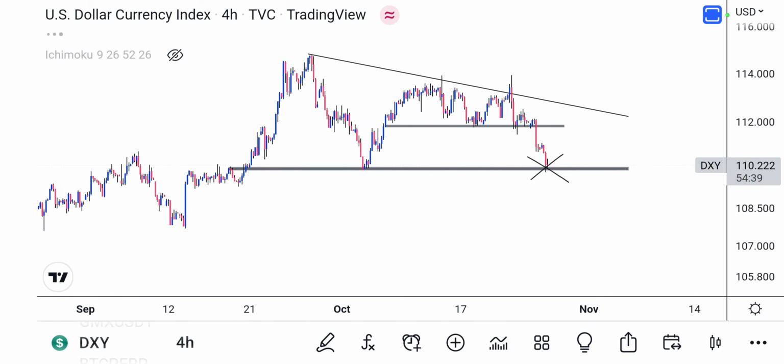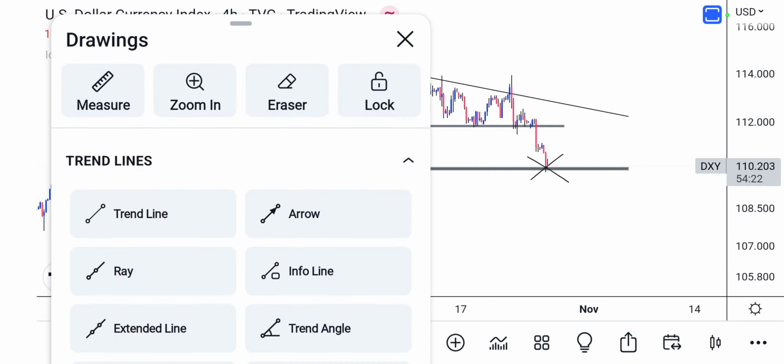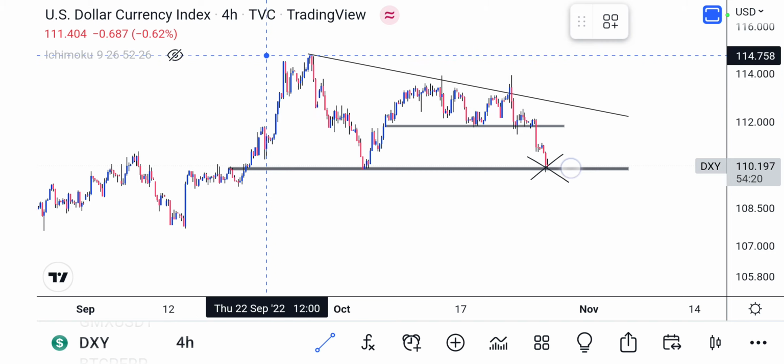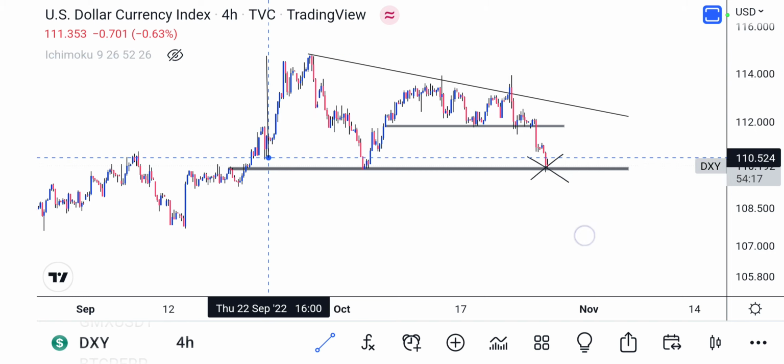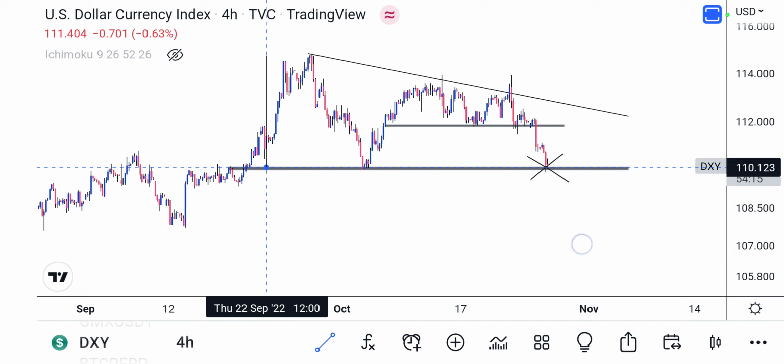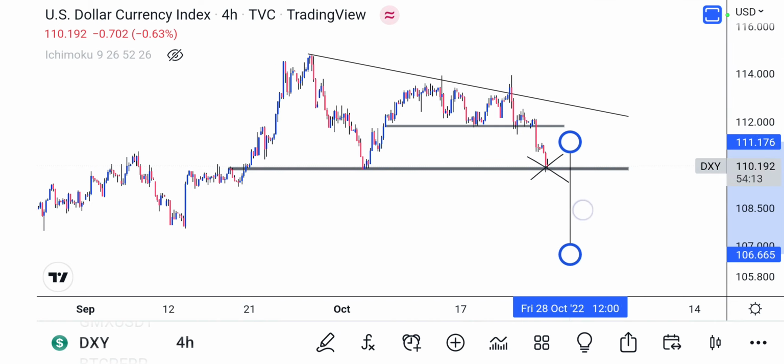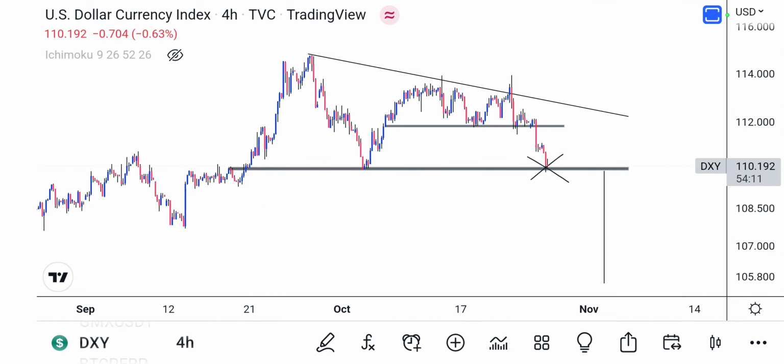Now the next step is this: if price doesn't break this and this level, then we're going to get a pushback up. But what if price breaks through this horizontal support? What are we going to get? This is what we're going to get, from here down to this level here. Then we'll drag this and drop it here. So let me adjust this.